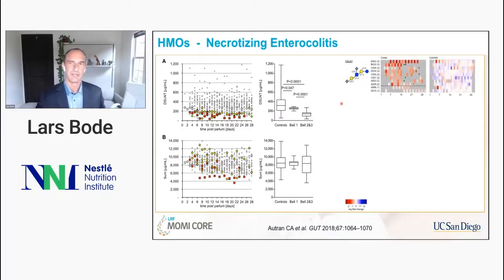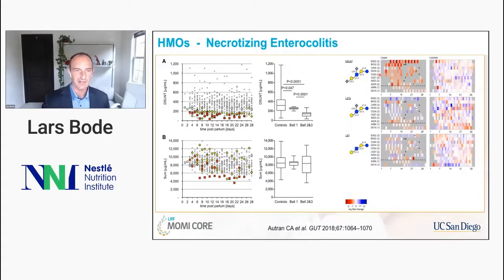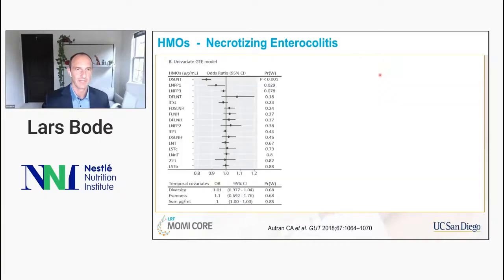And here's a slightly different way to look at that. If we really look at each and every sample, color-coded now, all these are our NEC cases. Red means the concentrations of DSLNT are lower than in the control, and all the samples here on the top for DSLNT show a red color, meaning DSLNT is lower than in the controls in every single sample. That's not the case for other oligosaccharides, so it's highly structure specific. And if we then model that and look at the odds ratios, you see that DSLNT really stands out as being significantly associated with a lower risk for NEC. So the more DSLNT, the lower the risk for NEC, or the other way around.